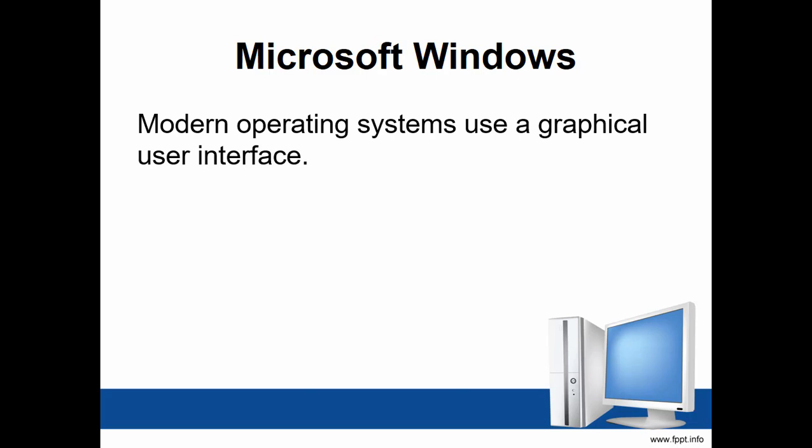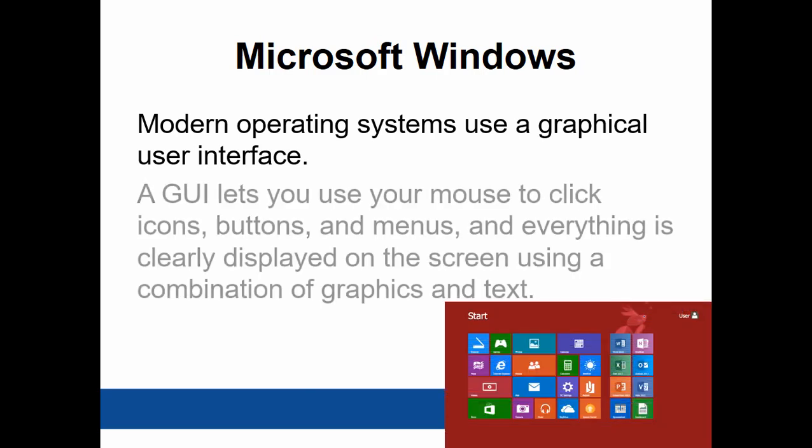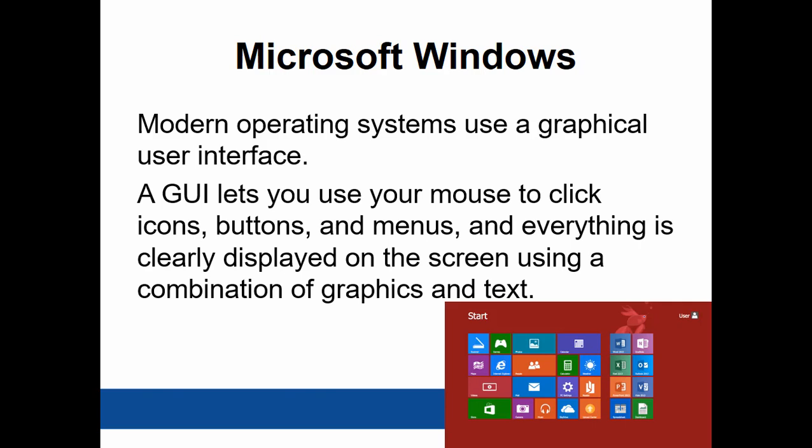Modern operating systems use a graphical user interface. A GUI, the graphical user interface, lets you use your mouse to click icons, buttons, and menus, and everything that is clearly displayed on the screen using a combination of graphics and text. This means the graphical user interface is what we can see on the computer, which contains colors, icons, folders, and files. All these together are called the graphical user interface, and we can access them just by clicking the mouse on what we need to open.